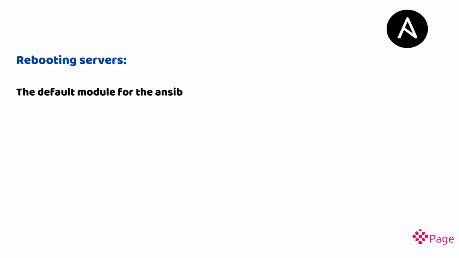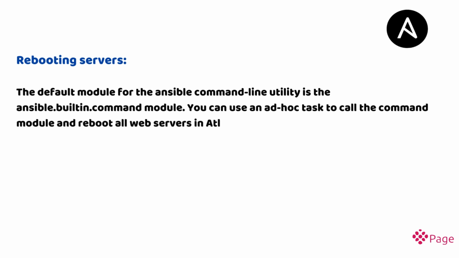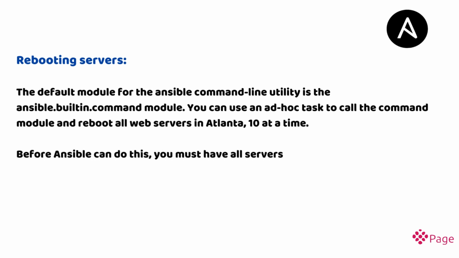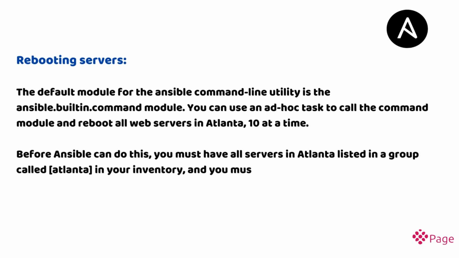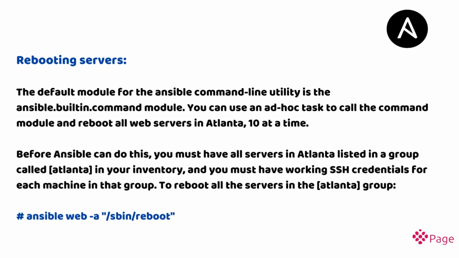Rebooting servers. The default module for the ansible command line utility is the ansible.builtin.command module. You can use an ad hoc task to call the command module and reboot all web servers in Atlanta, 10 at a time. Before Ansible can do this, you must have all servers in Atlanta listed in a group called atlanta in your inventory, and you must have working SSH credentials for each machine in that group. To reboot all the servers in the Atlanta group, ansible web -a /sbin/reboot.